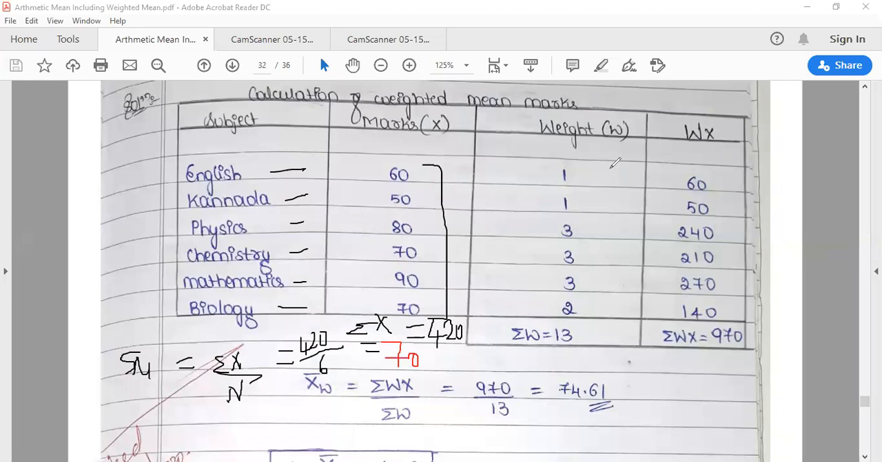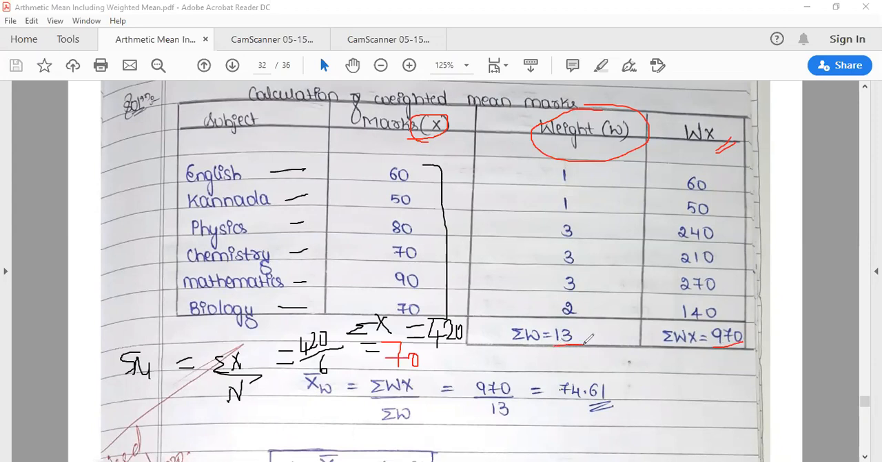Okay, so for the weighted mean, they have given us marks and weights. Multiply the marks and weights columns, so you multiply these two columns and you will get WX. Once you get WX, add them, that is sigma WX, which is 970. So if you come down here, x bar W is equal to sigma WX by sigma W, that is 970 divided by 13.